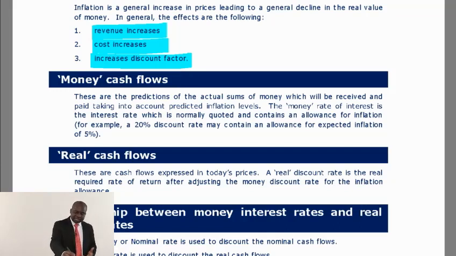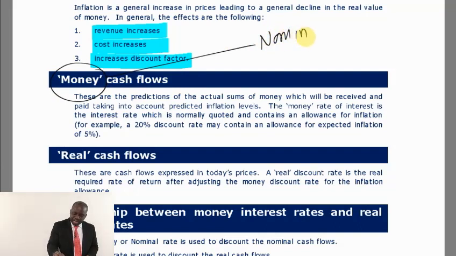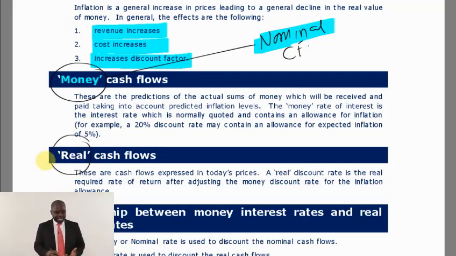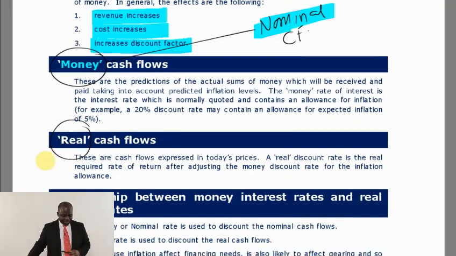We use the word money cash flows, or in other words, we would say nominal cash flows. When we say something is in money terms or is in nominal terms, then we are telling you that that cash flow or that item, we have already inflated it. So when I say this cash flow is nominal, it means that cash flow is after inflation. Same way, when I say cash flow or something is in real terms, it means it is before adjustment of inflation. You haven't actually inflated that.